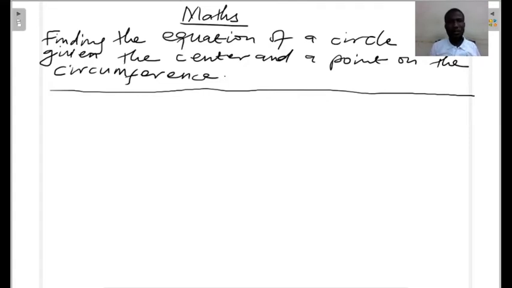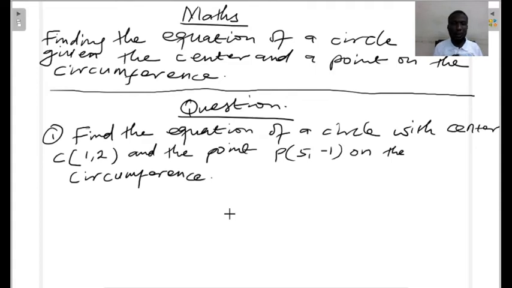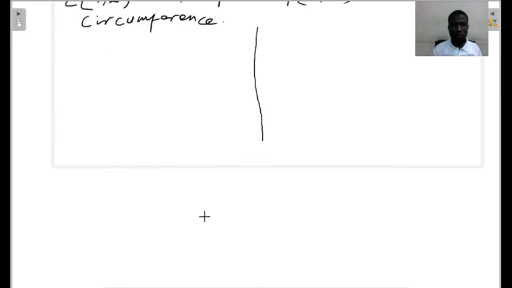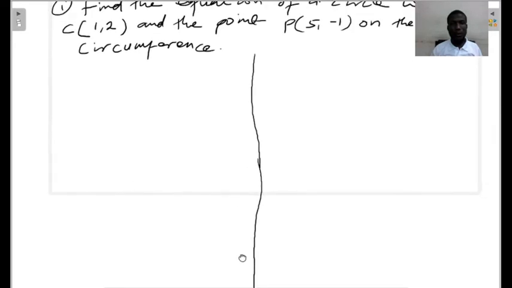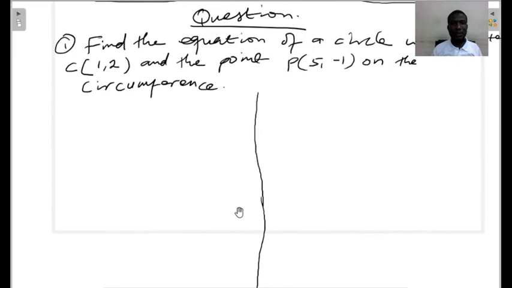We take the very first question. Alright, so our first question is: find the equation of a circle with center coordinate 1, 2 and the point P with coordinate 5, -1 on the circumference. Just going to divide this page into 2. Then I'll work it in such a way that I'll have the standard form here, and after that I'll have the general equation here.